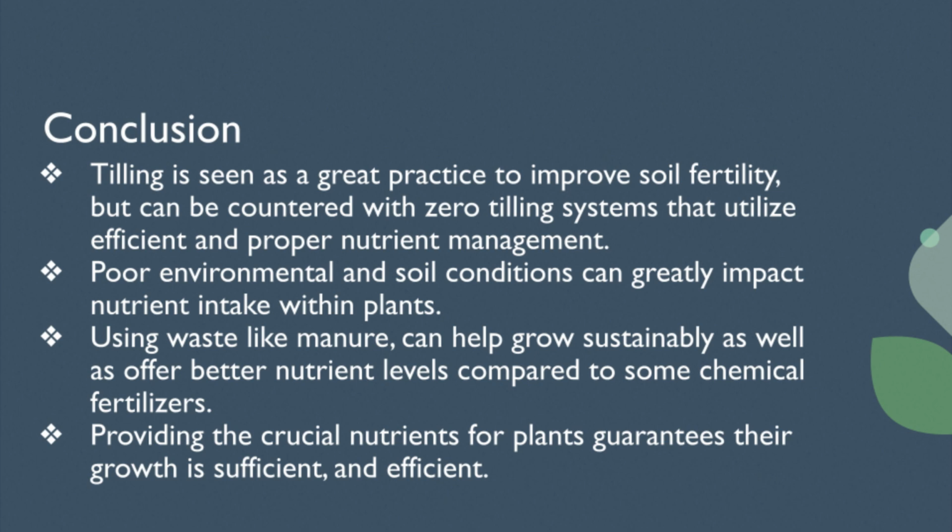Poor environmental and soil conditions can greatly impact nutrient intake within plants. Using waste like manure can help grow sustainably as well as offer better nutrient levels compared to some chemical fertilizers. Providing the crucial nutrients for plants guarantees their growth is sufficient and efficient.